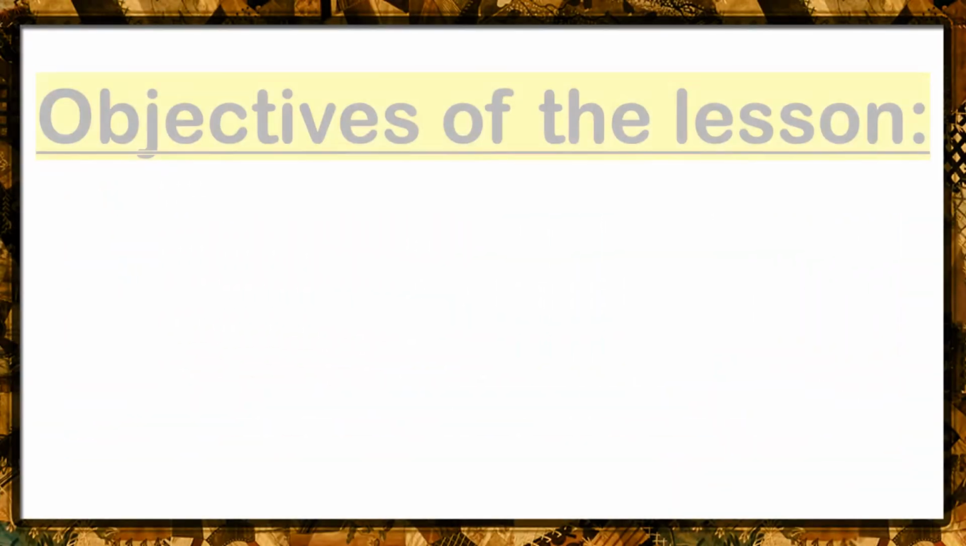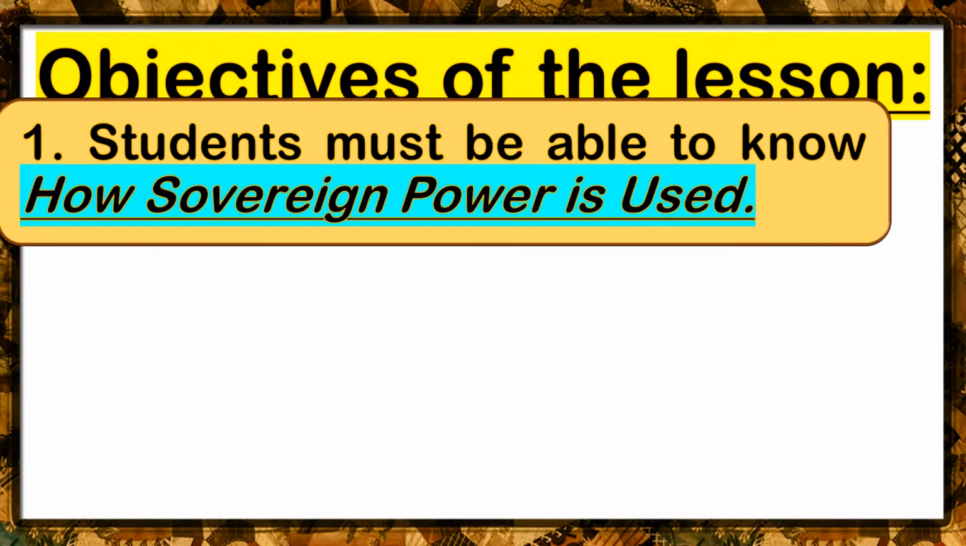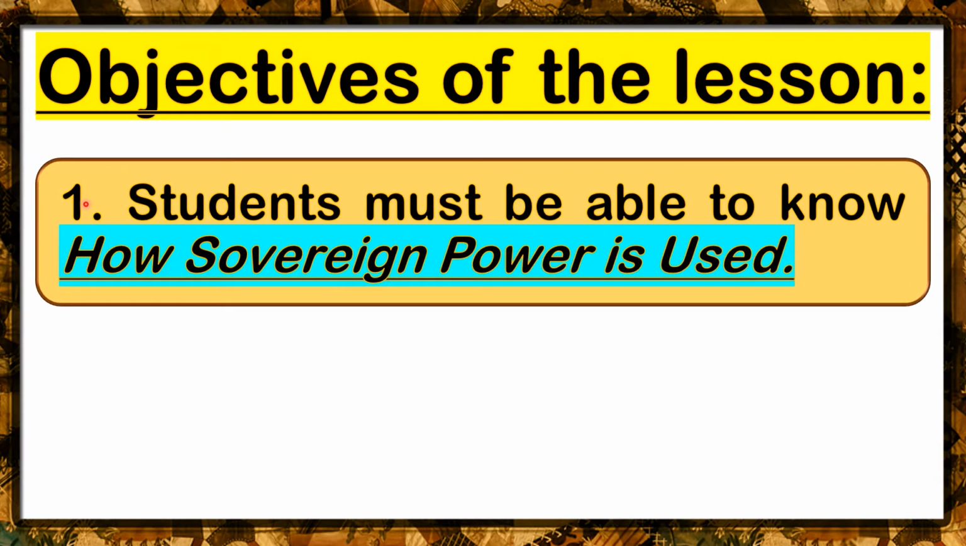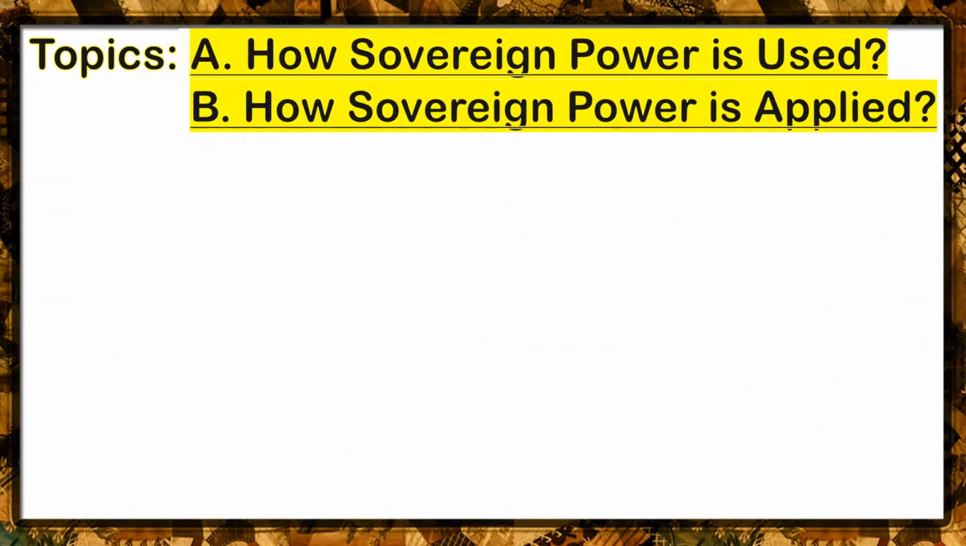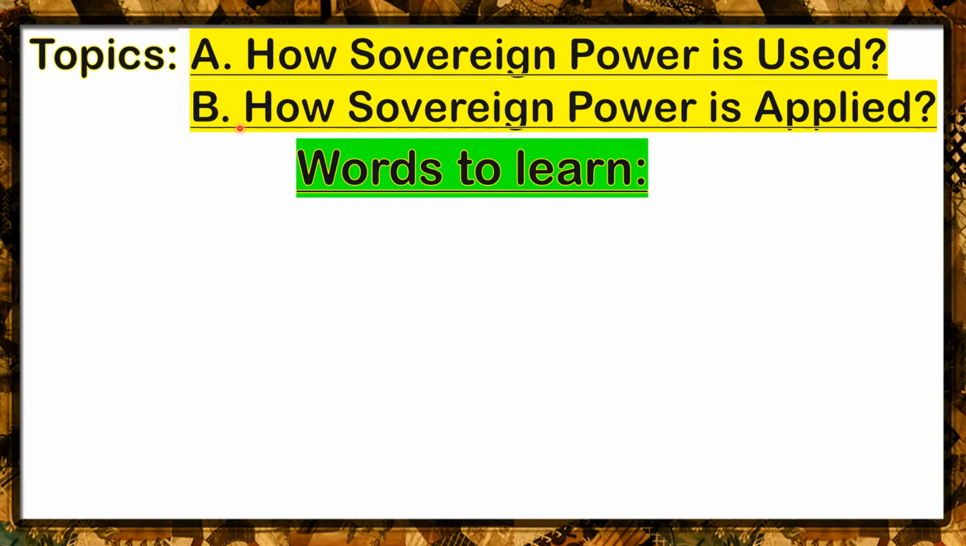Class, here are the objectives of our lesson for today. The first one, students must be able to know how sovereign power is used. And the second one, students must be able to know how sovereign power is applied. So by the end of this lesson, I expect students to have understood our topics for today. Class, there are two topics to be discussed today. Letter A, how sovereign power is used, and letter B, how sovereign power is applied.